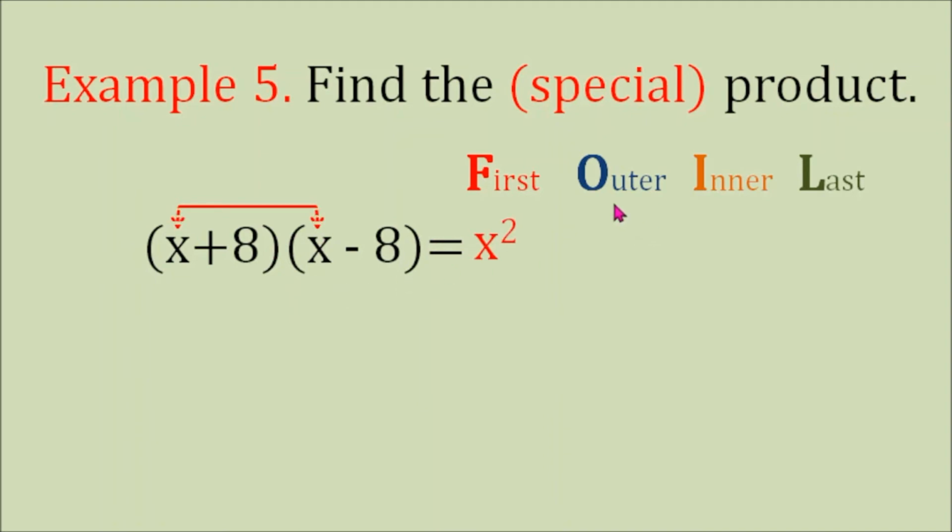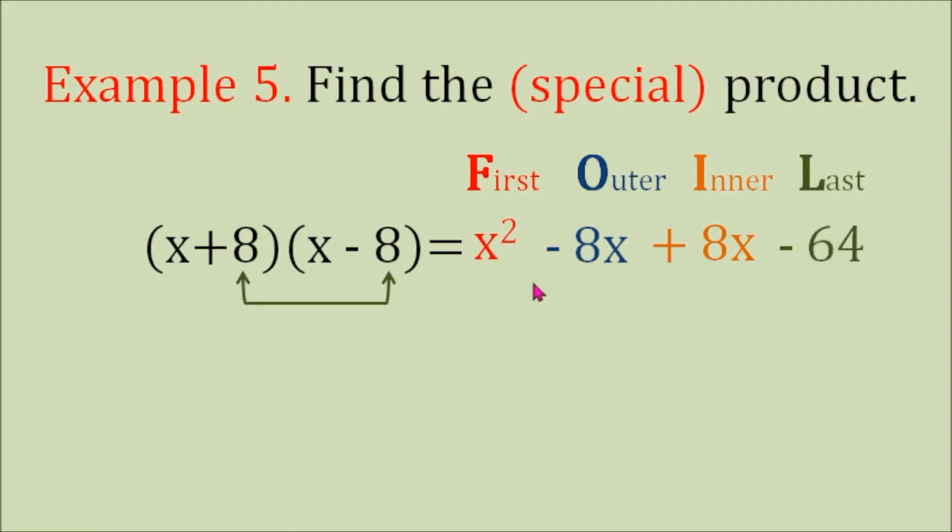Then product of the outer terms, that's x times negative 8, that's negative 8x. Then product of the inner terms, that's 8 times x, that's positive 8x. Then product of the last terms, that's 8 times negative 8, and that's negative 64. So we can combine negative 8x and positive 8x, and that is equal to 0, and our answer is x squared minus 64.